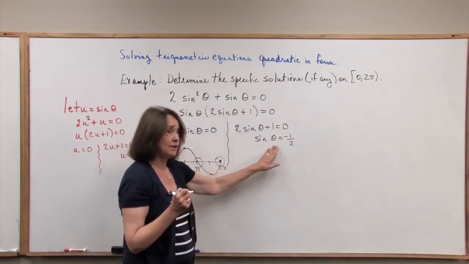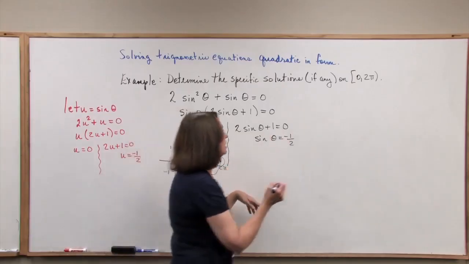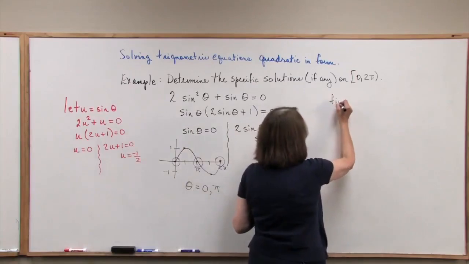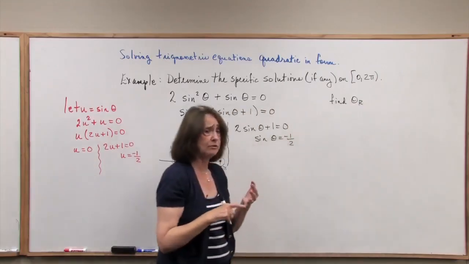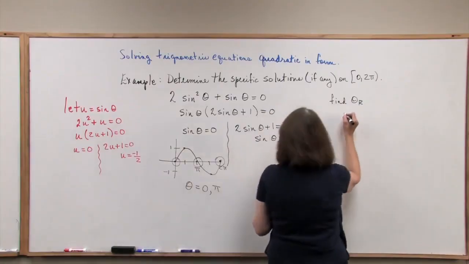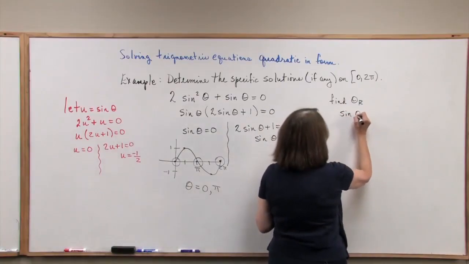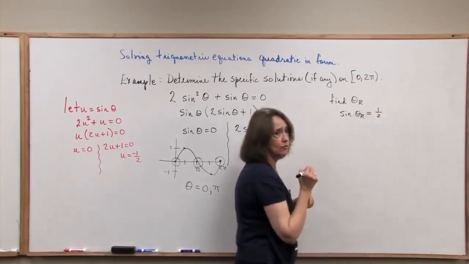Okay, in this equation now, we have the ratio of negative 1/2. So we'll come to the side and find our reference angle. We're looking for pi over 3, pi over 4, or pi over 6. So we want to solve the equation: the sine of theta r equals positive 1/2.